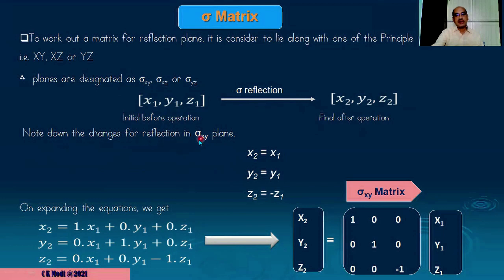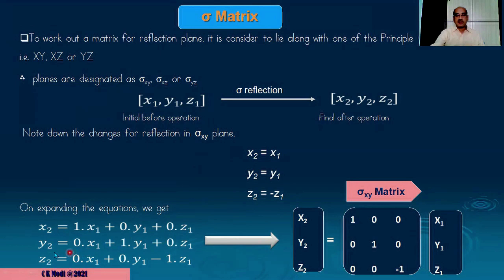Now note down the changes for reflection in the sigma xy plane. If I consider, among these three xy, xz, and yz, the sigma xy plane, what are my final coordinates? x2 becomes x1, y2 becomes y1, but z2 is equal to minus z1, because this plane is situated in xy. So x and y coordinates are situated in the plane. However, z, which is perpendicular to that plane, has its final coordinate z2 equal to minus z1. So therefore x2, y2, z2.